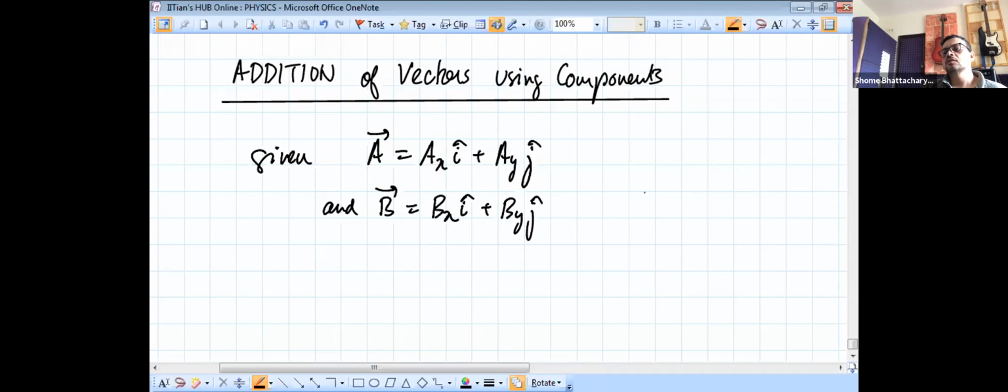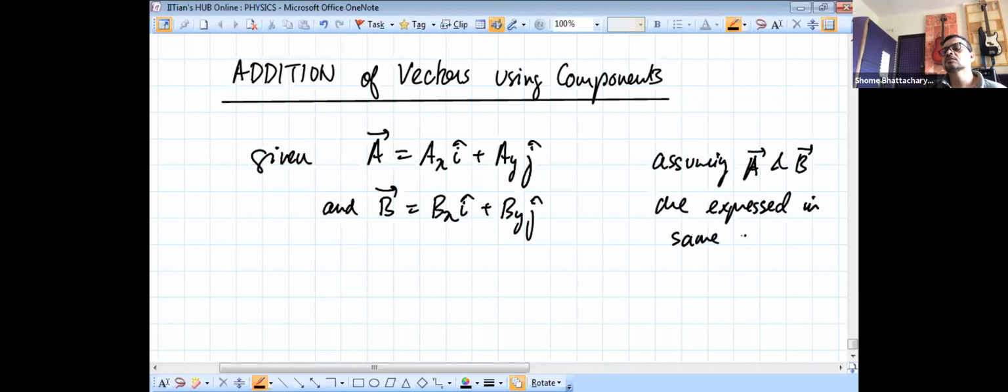Okay. Assuming the quantities A and B are expressed in the same units. So for example, if A is displacement in meters, then B should also be displacement in meters. If A is a force in Newtons, then B should also be a force in Newtons.